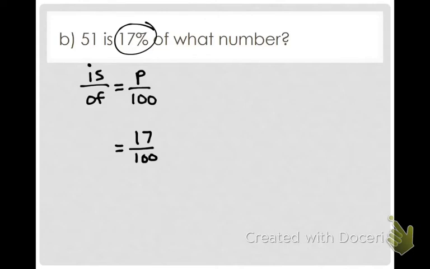What does it give me, the is or the of? It gives me the is. What's my is? Okay, it says right here, 51 is. So I'm going to plug in the 51. And then if you look right here where it says of what number? I don't know what the number is, so I'm just going to go ahead and put an X because it's unknown. All right, so now we're going to once again cross multiply to try to see if we can find out what x equals.